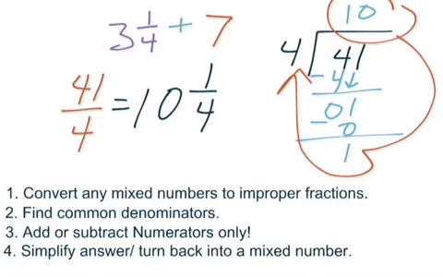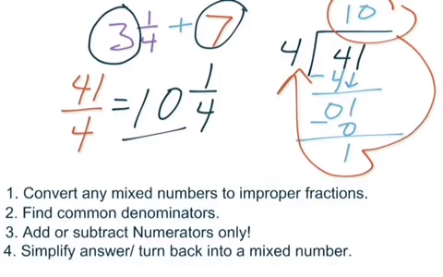And with this particular question, we could have shortcut this thing. You can't always do this, but we could have just added here the 3 and the 7. 7 plus 3 gets you 10. And then we have this 1/4 left over, which would have gotten us the quick answer. But like I said, you can't always do that, and you want to make sure you know these 4 steps when you go through and add or subtract with mixed numbers involved.